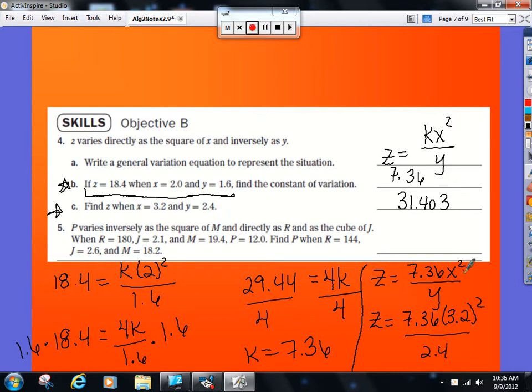This is a straight calculator problem, and I should get what they told me I'm going to get, but I'm going to double check. 7.36 times 3.2 squared. Enter. Make sure you hit enter first, because you get quite a big decimal there before you divide it by 2.4. And I get 31.40, and that was actually a rounded value. I had 31.40 and 66 repeating, it looks like, so the 6 was repeating.